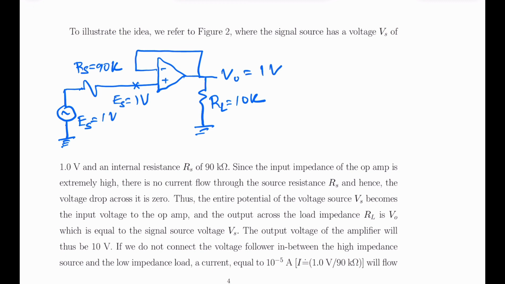So we see that by using a voltage follower in the circuit, we have been able to have a voltage of 1 volt at the output when the input voltage is also 1 volt. If I do not use a voltage follower here, then only 0.1 volt will be available at the output, even though we are applying a voltage of 1 volt by a source. So this is the beauty of the voltage follower circuit.